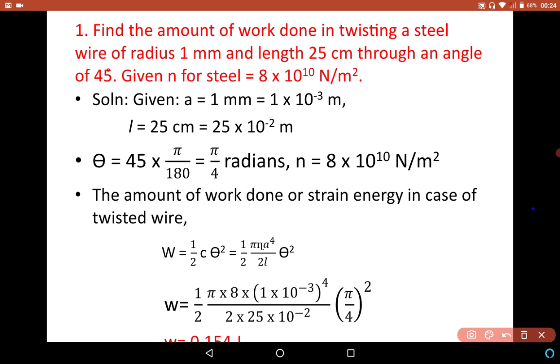And right here it is 10 power 10. This value is missing here, 10 power 10.